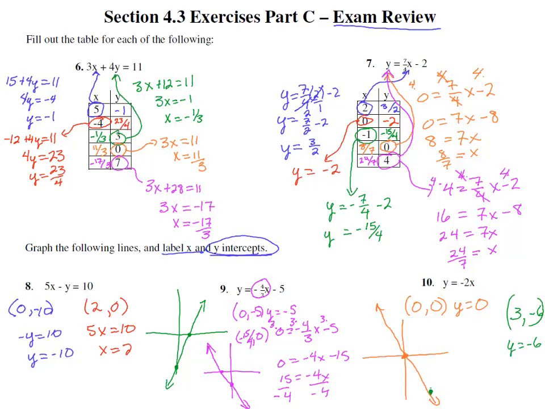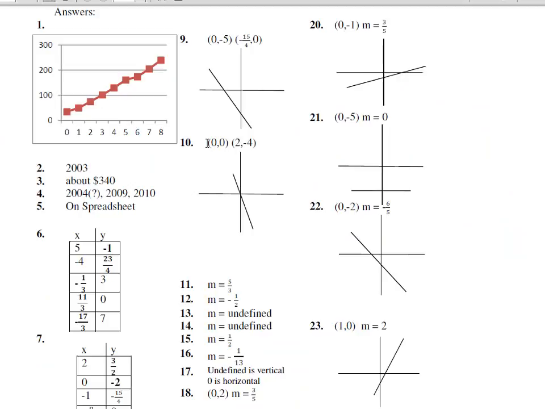Good, let's check our answer. And on number 10, there we go. We have 0, 0. That's the x and y intercept. They chose a different second point, 2, -4, but that's perfectly all right. There is the line. Good.